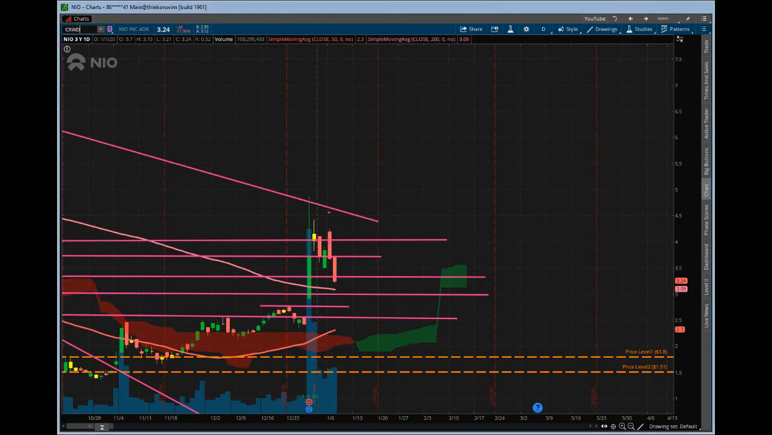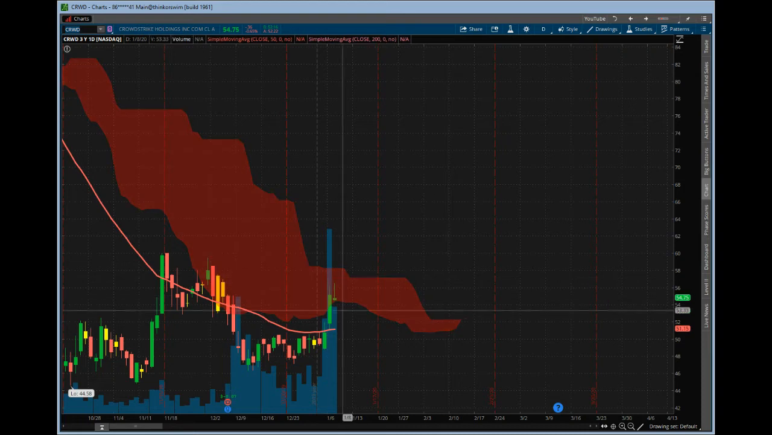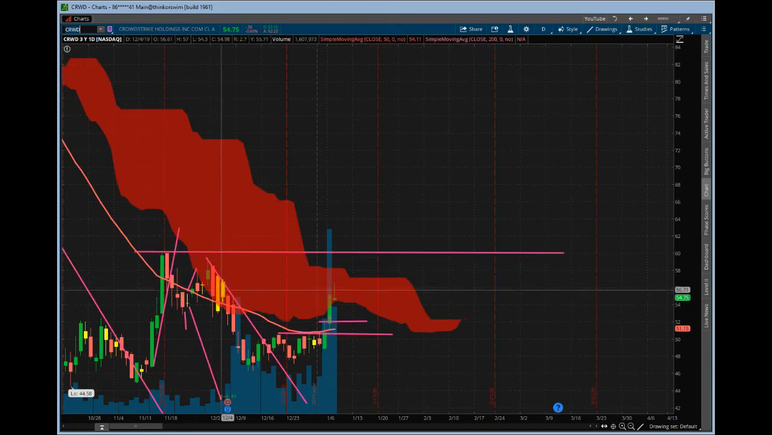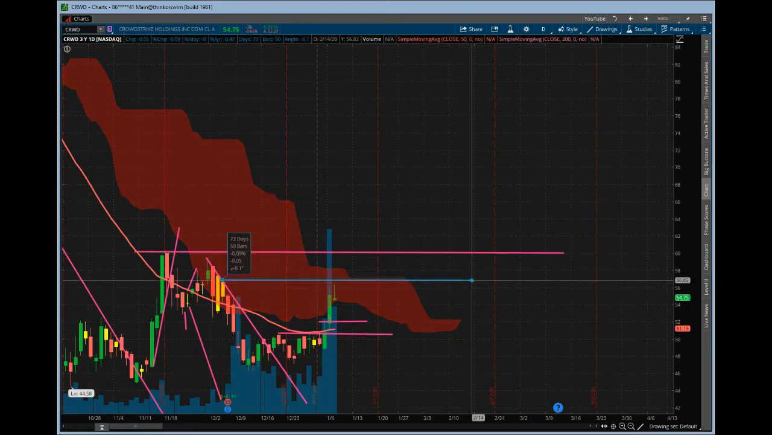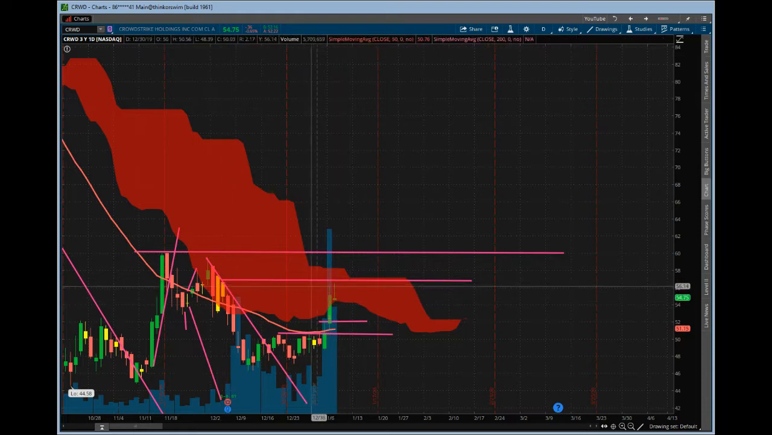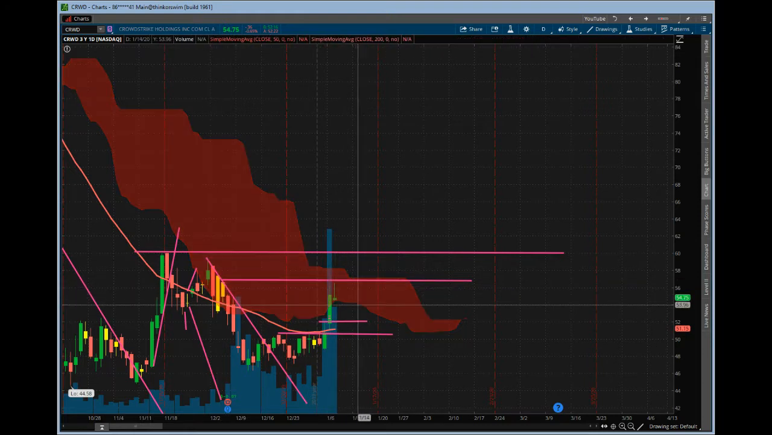CRWD. Prior double inside day right here. Levels might want to get tested. It didn't quite get there today and put in an upper shadow, so it's finding some resistance in this area here. So see how it holds.